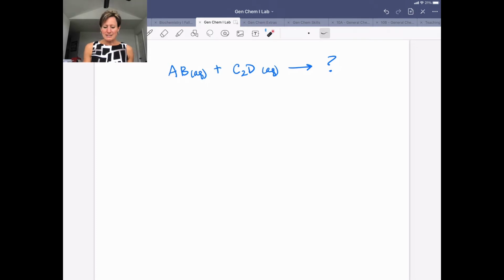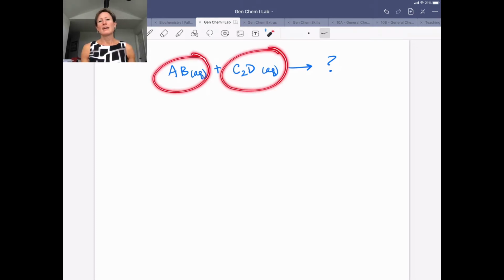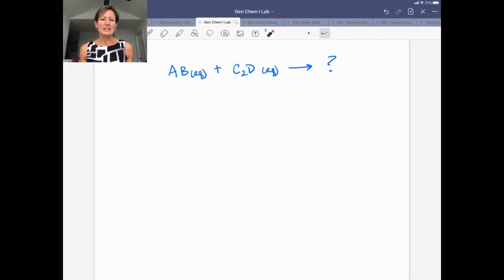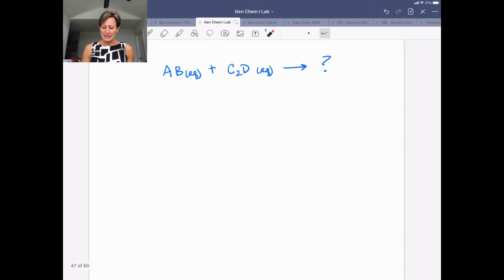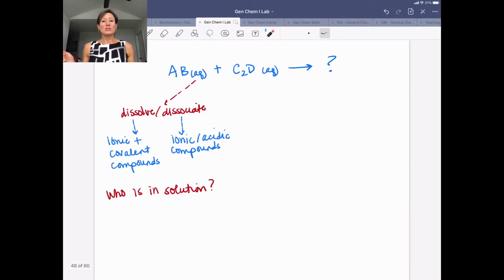So what we're looking at in this lab is asking the question, if we have two aqueous solutions, and I've just indicated what they are generically here, that we mix together, what happens when we mix them together? And there's a couple of possibilities of things that we might be observing. I shouldn't say a couple, there's a lot of possibilities for what we might observe.